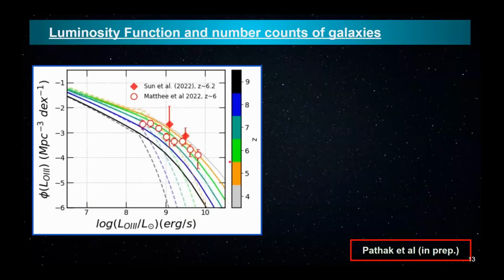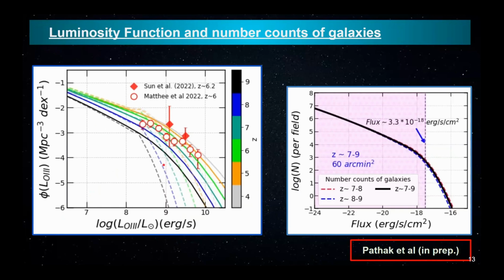Then finally I calculated the luminosity function, which I'm showing you. Here I plotted the luminosity function with respect to log L_O3. As we can see, I have plotted two different cases: one where I'm not considering any scatter, and another where I'm considering a scatter. At high redshift we can expect a scatter because of certain kinds of uncertainties, and it matches quite well with the observations also.